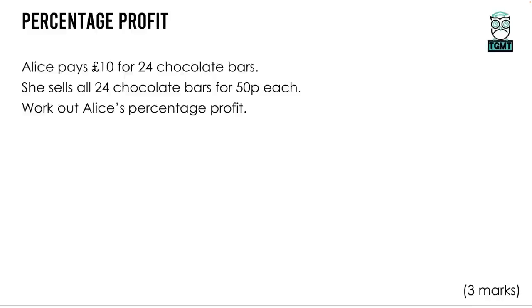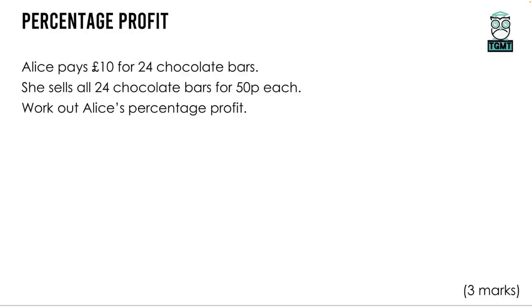It says Alice pays £10 for 24 chocolate bars. She sells all 24 chocolate bars for 50p each. Work out Alice's percentage profit. Now, particularly when you're doing this without a calculator, it tends to be that percentages are quite nice numbers. So let's work out how much profit she's actually made.